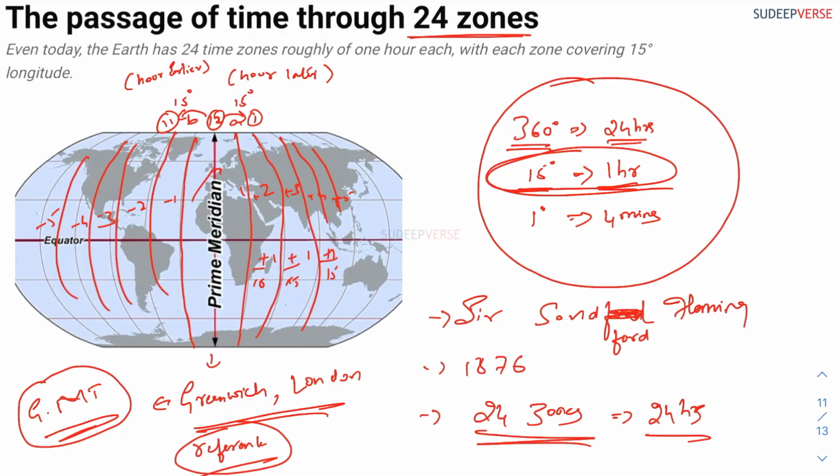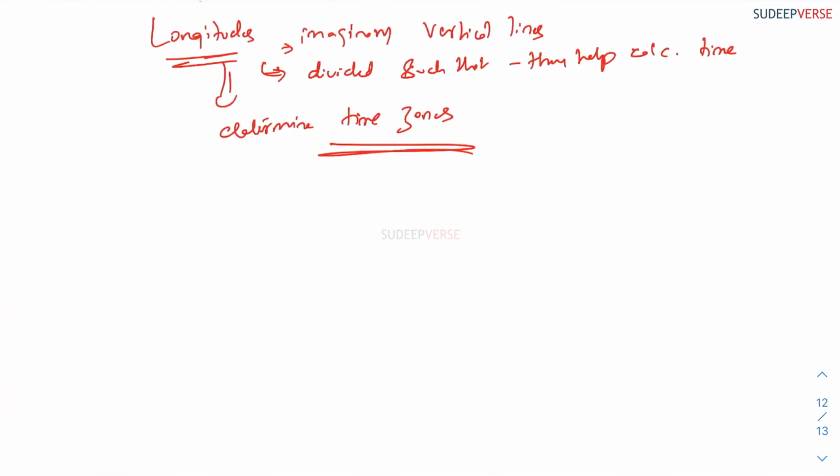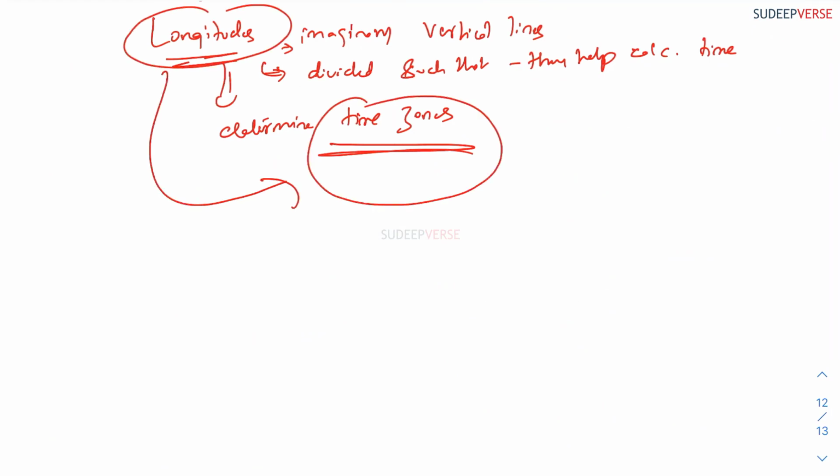We take the prime meridian as the reference, and from that meridian, in every 15 degree line, we start marking an hour later to the east and an hour earlier to the west. So this is how the time zones are calculated. I hope you understood this. Now you got to know the importance of longitude, and how with the help of longitudes we are able to determine the time zones.